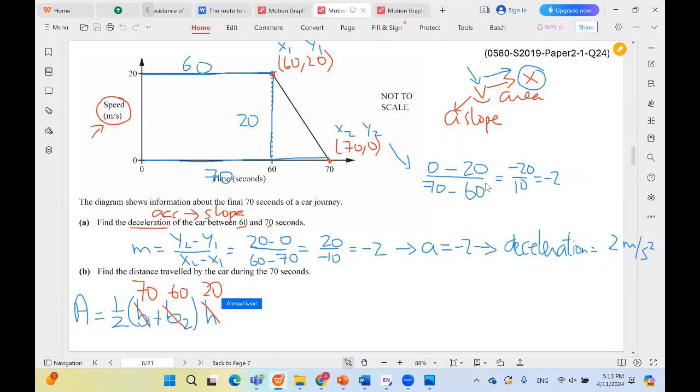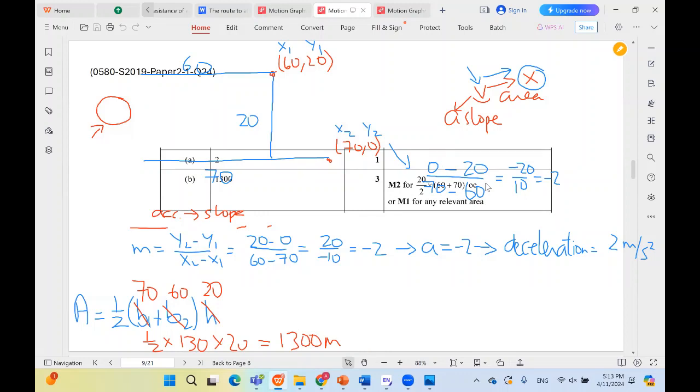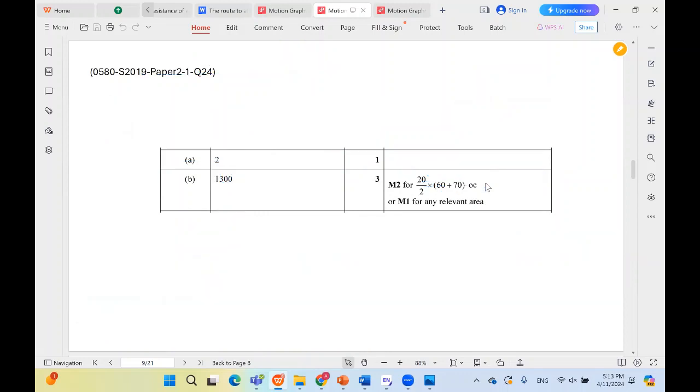70 plus 60 gives us 130. So half times 130 times 20. And this gives us 1,300 meters. So 2 is correct for A, and 1,300 is correct for B.